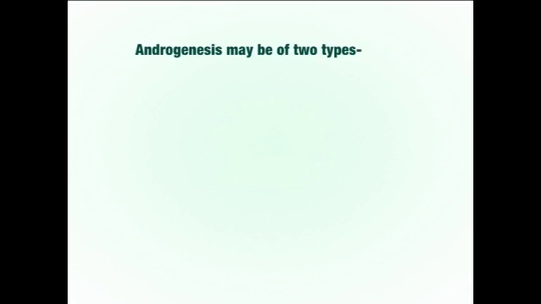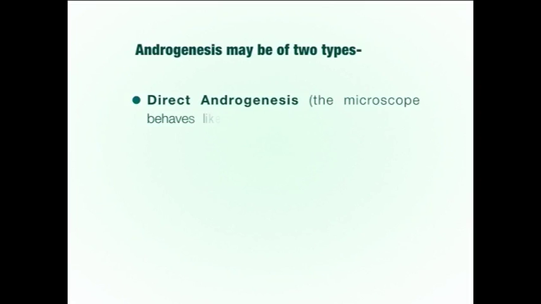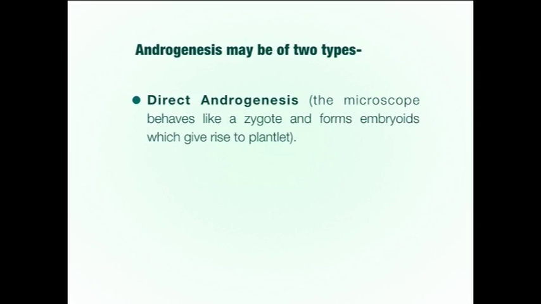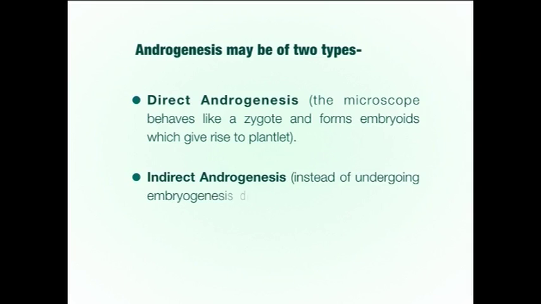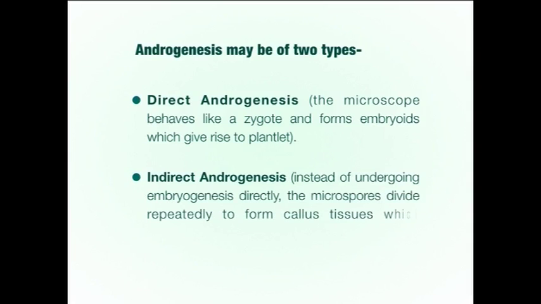Androgenesis may be of two types. Direct androgenesis, where the microspore behaves like a zygote and forms embryoids which give rise to plantlets, or indirect androgenesis, where instead of undergoing embryogenesis directly, the microspore divides repeatedly to form callus tissue which differentiates into haploid plantlets.